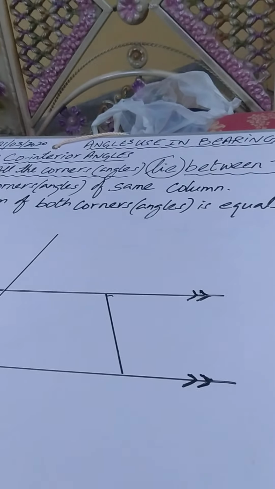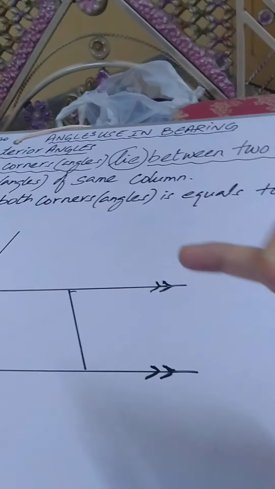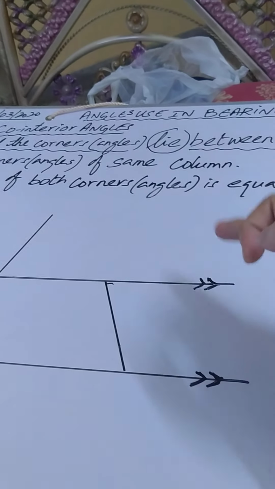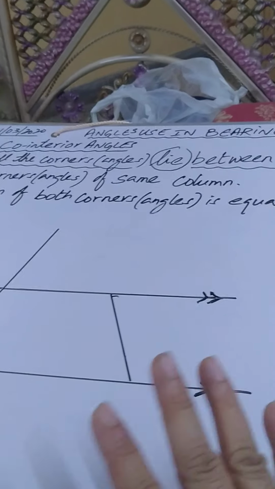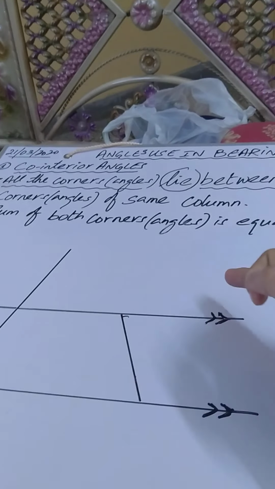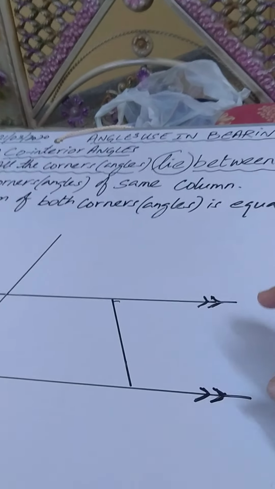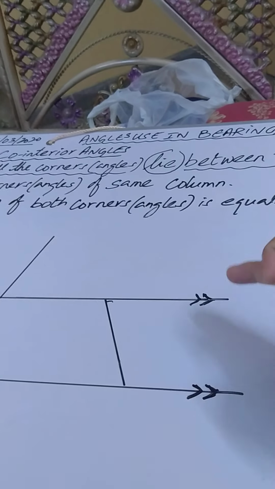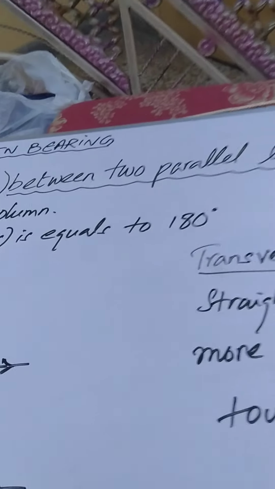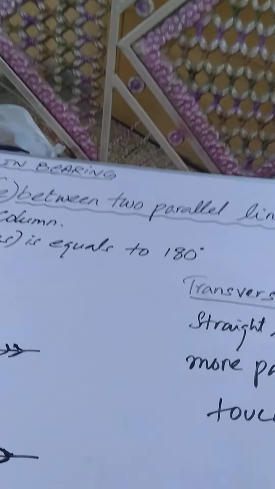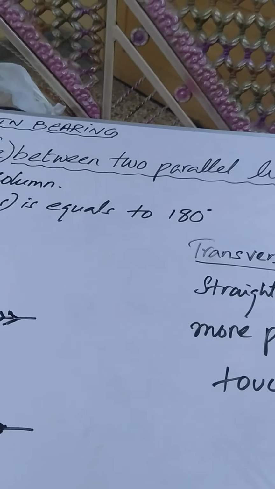The distance between them never decreases or increases. The distance between these two lines will always remain fixed, remain constant. So that's why these are two parallel lines. They will never meet each other because the distance between the two parallel lines always remains the same. Now, what are co-interior angles, what are alternate angles, and what is a corresponding angle?